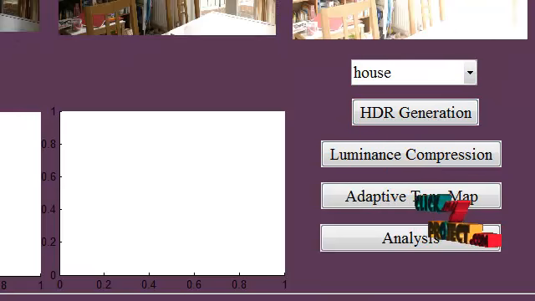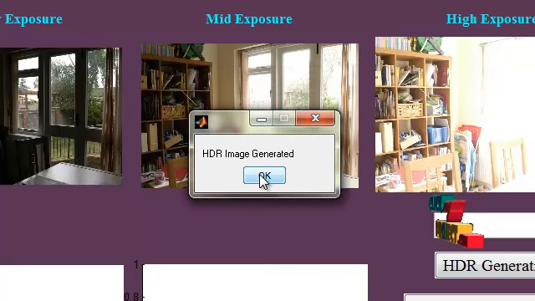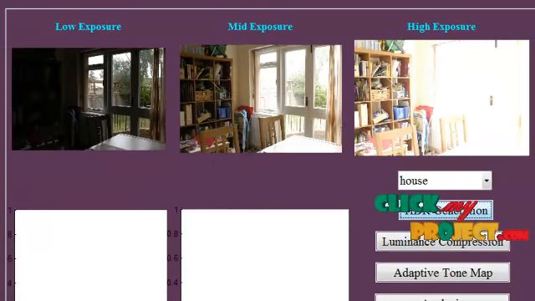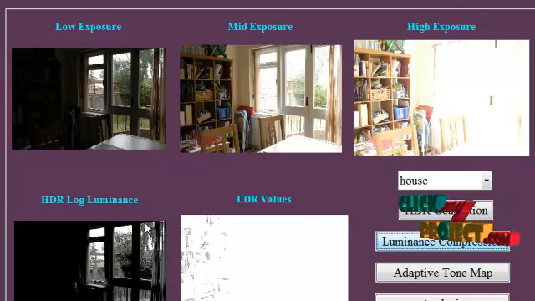So this is a low exposure image, mid exposure image and high exposure image. You have to generate an HDR. You will receive a message box after the HDR image has been generated. Then you have to do luminance compression, and this is the HDR log luminance image, and this is the LDR value separated from that. And you have to do an adaptive tone mapping where denoising and the color reproduction, both the operations, will be done under this particular button. This may take some time.